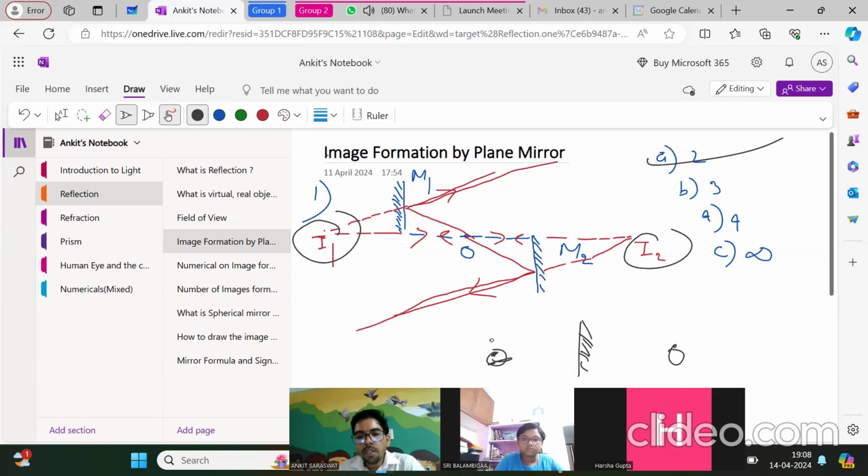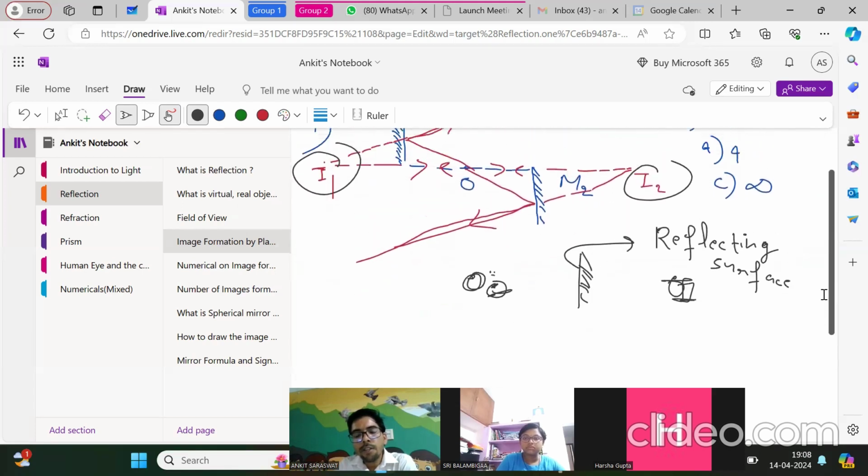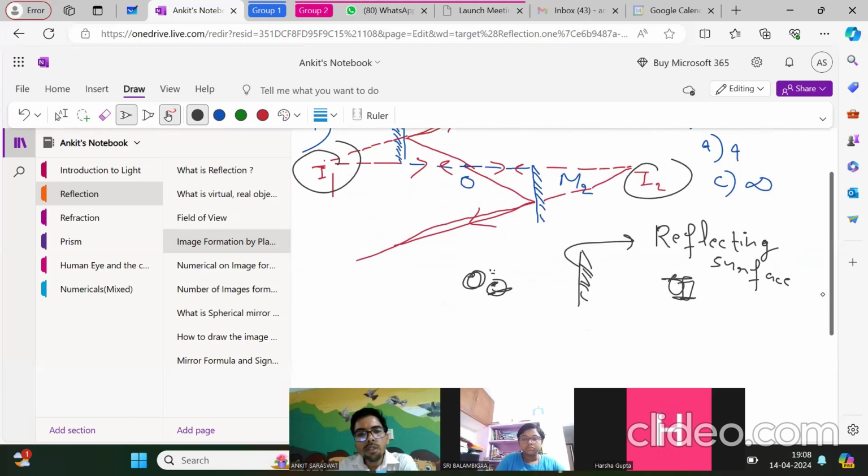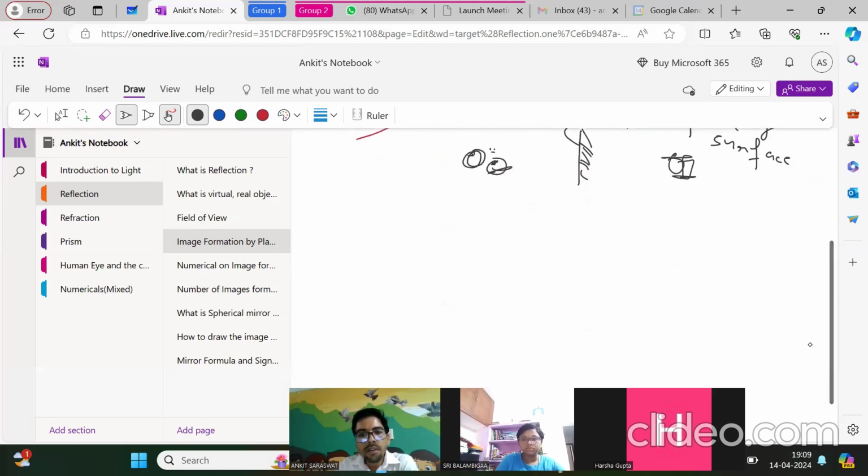Always remember the object is always in front of the reflecting surface. This is the reflecting surface. Our object must always be in front of the reflecting surface, then only it will form a virtual image. If this object is behind the mirror, then there is no formation of image. You can see while you are looking at your picture in the mirror; if you are behind the mirror, you can't see your image. You can do this experiment at your home also. Clear? Now next question.